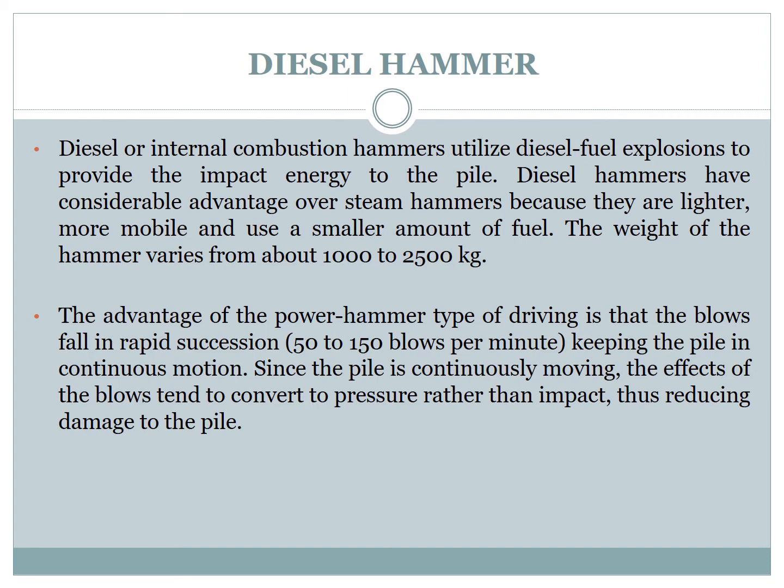It has to be manually raised only once at the beginning. Normally, diesel hammers are not suitable for driving piles in soft soil, because in such soil the downward movement of the pile is excessive and the upward movement of the ram after impact is small. The advantage of a diesel hammer or power hammer type of driving is that the blows fall in rapid succession, meaning 50 to 150 blows per minute, keeping the pile in continuous motion.